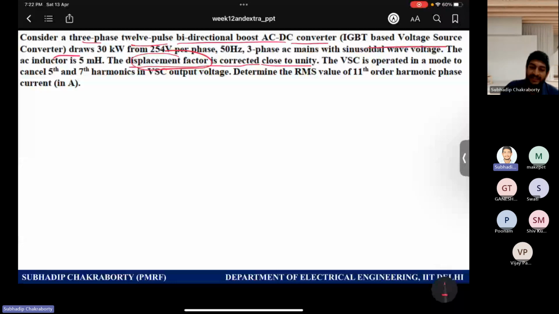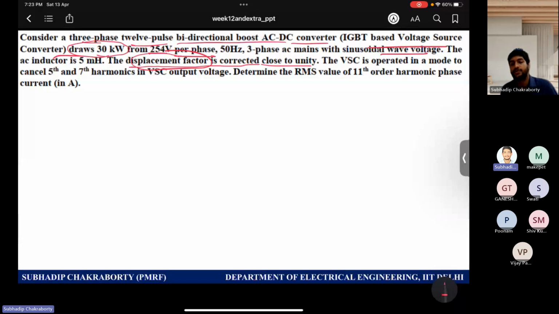So whatever is the AC side input power, I'm talking about watt, that should be equal to the load active power demand. So power demand from the grid or AC supply is equal to the load power consumed. We can assume like that, power balance. Okay. So 30 kilowatts is being demanded, and it is supplied by the AC source, from 254 volt per phase and 50 hertz 3-phase AC, means sinusoidal voltage. So on that side, we are talking about the power factor correction.